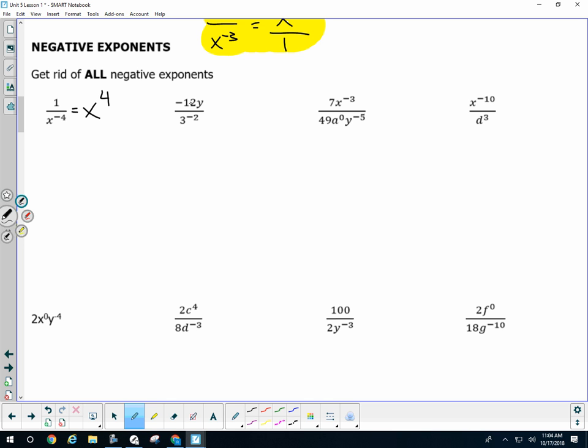Now, -12, is that a negative exponent, the -12? No, that's just a negative value. So I'm not going to flip the 12 because it's not an exponent. I'm going to leave the 12, I'm going to leave the y, and I'm going to change the 3 to the -2nd to 3 squared in the numerator. If you want to make sure you have a denominator, go ahead, that's fine. Have a 1 down there. 3 squared is 9. You can multiply 9 by -12.